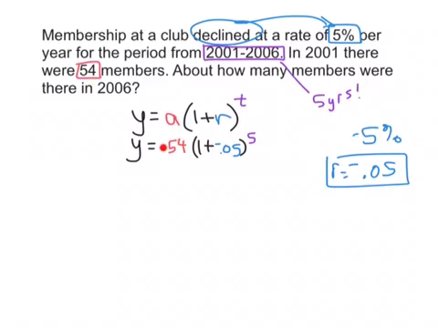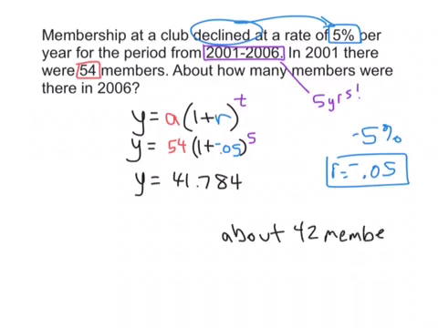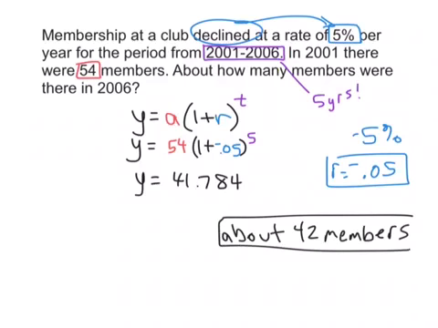That is our original amount. I put that in here. About how many members are there in 2006? So when you compute this, you should arrive at 41.784, for example. All right, now obviously there can't be 41.784 members, but this is an approximation. So we'd say probably about 42 members were remaining in 2006. How'd you do?